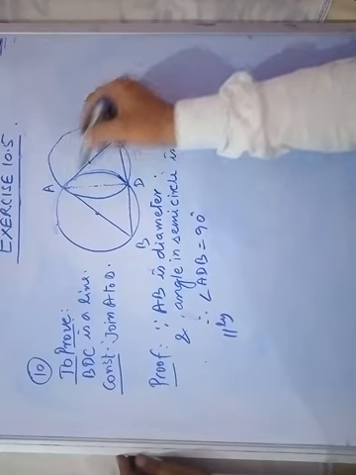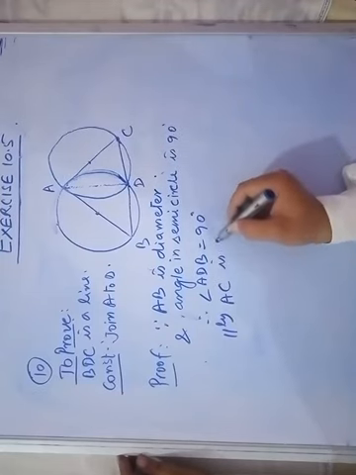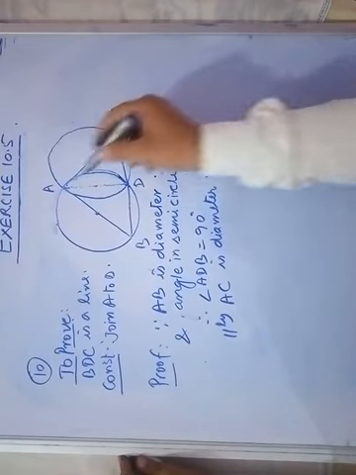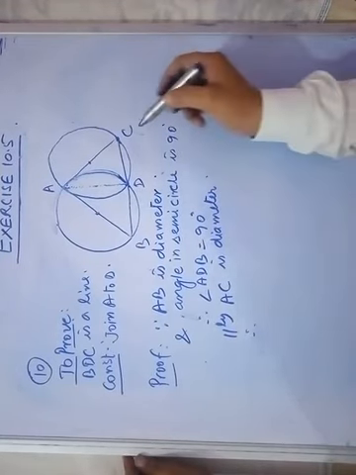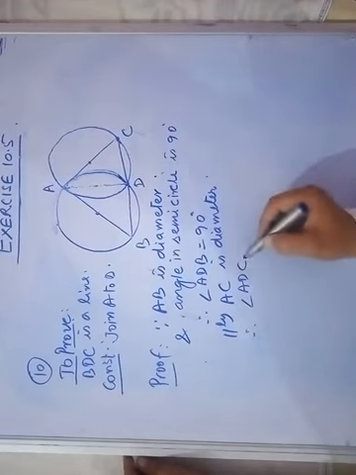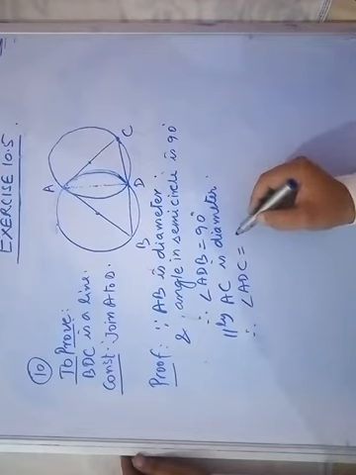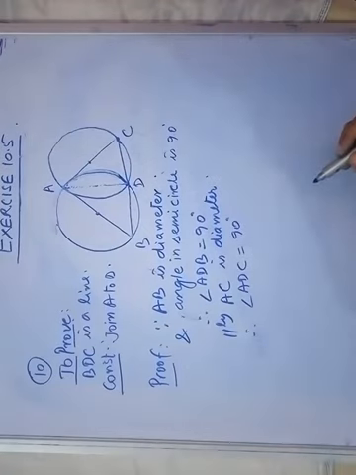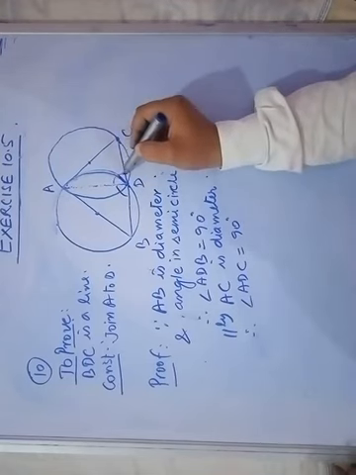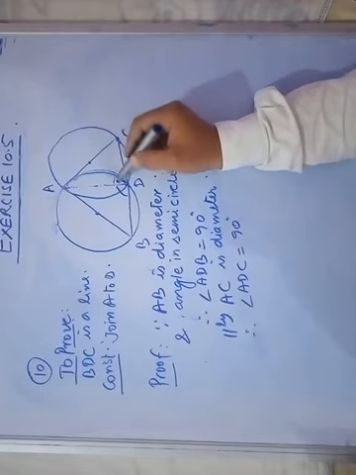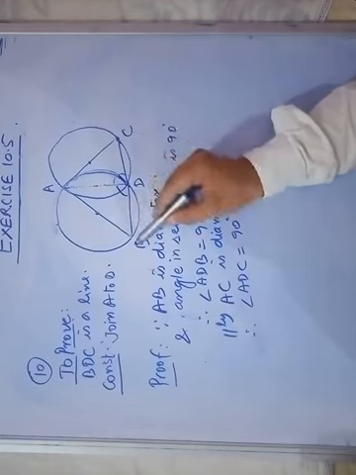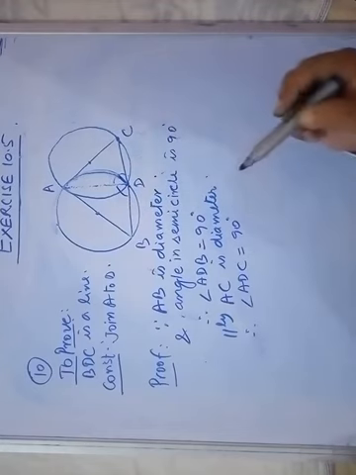Similarly, AC is diameter, therefore angle ADC equal to 90 degrees. Now this is 90 and this is also 90, so the sum of these two angles is 90 plus 90, that is 180, and 180 means this is a straight angle, so BDC are collinear.